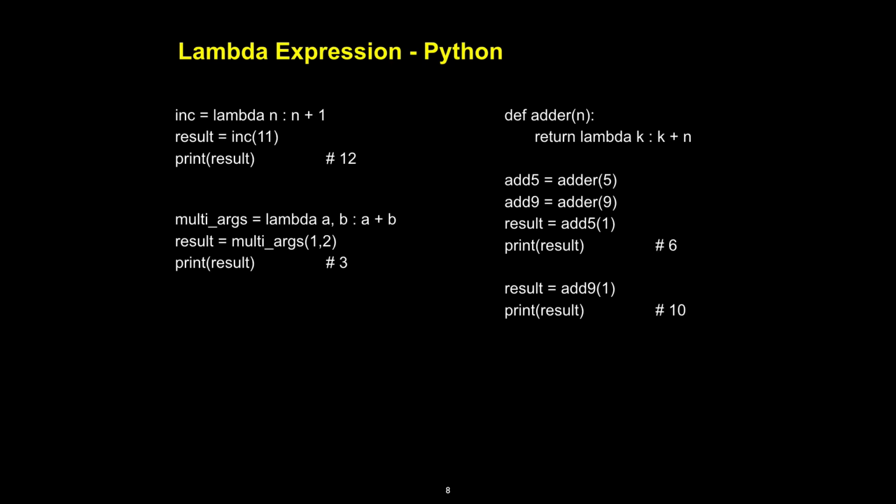So the interesting thing here is, when I add, add 5 becomes a function, add 9 becomes a function, and when I call add 5, it adds 5 to the argument I pass in. When I do it with 9, it adds 9. And the reason that works is because lambdas in Python are also closures. They remember their environment. So when I pass back this lambda, it remembers the value of n.